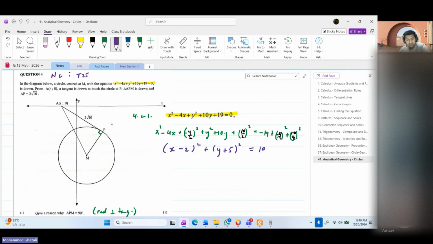So I have the center and I have the radius. The radius will be root 10, so MP is the square root of 10. What's M? M is (2, negative 5). You can see 2 is on the positive side and it's clearly in the fourth quadrant. So the coordinates of M are (2, negative 5), right? You have to complete the square here because the equation of the circle was given in expanded form.